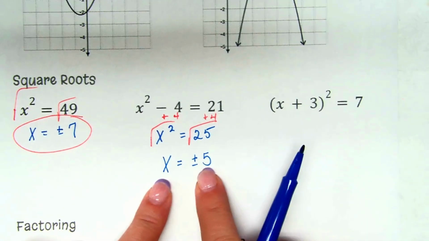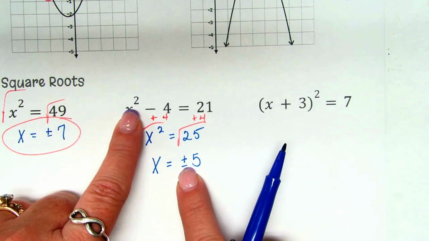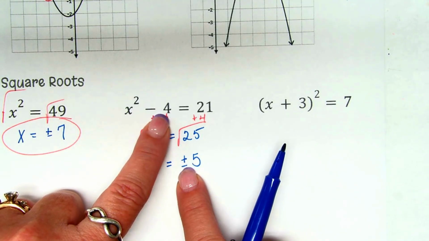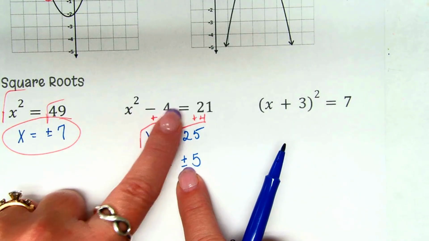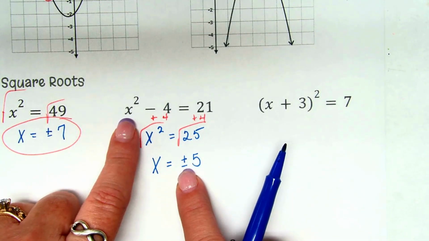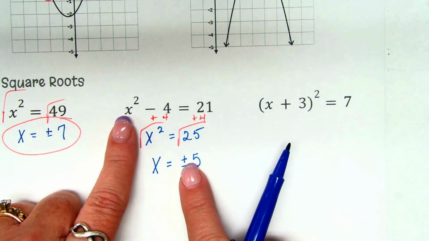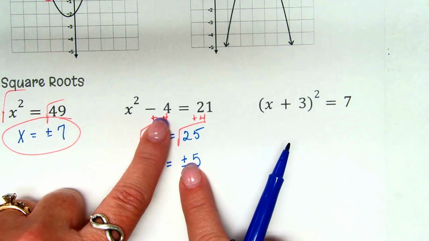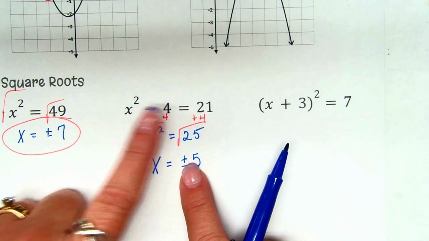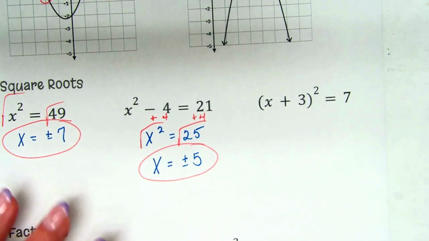So go to this one that we just finished. 5 squared is 25, minus 4 is 21. Does 21 equal 21? So I know 5 is correct. Negative 5 squared, so negative 5 times negative 5, is 25, minus 4. Does 21 equal 21? Yes. So again, I know without a shadow of a doubt that those answers are right, don't I?